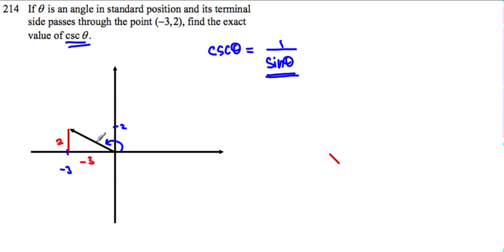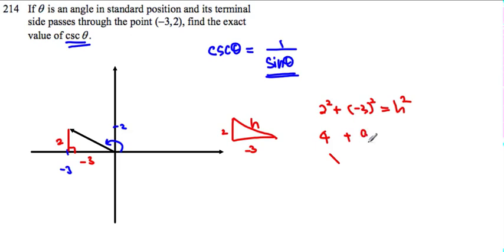Then what would be the hypotenuse in this right triangle? We can use the Pythagorean Theorem. It doesn't matter whether we use negative 3 or 3, because we'll be squaring them. If I call this one h, then 2 squared plus negative 3 squared, or 3 squared, is equal to h squared. So 4 plus 9 is equal to h squared, so h squared is 13. That means h is equal to square root of 13.